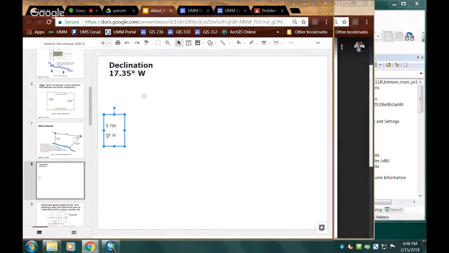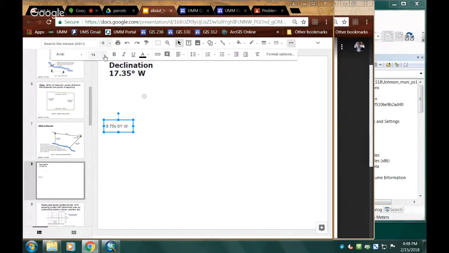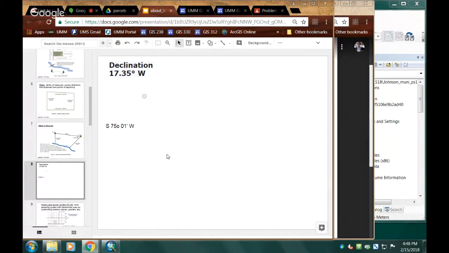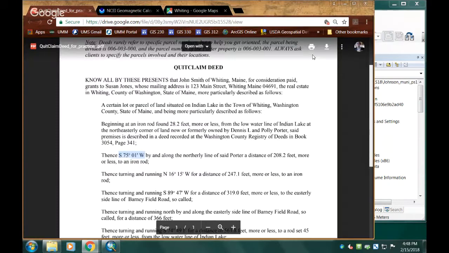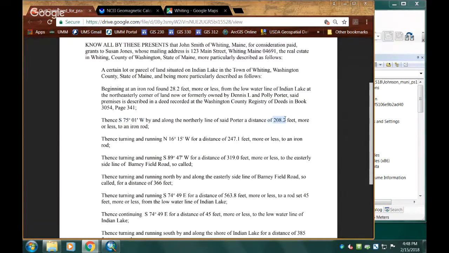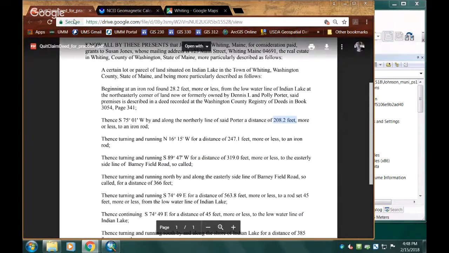So if we've got this 75 degrees, 1 minute west, and we have a declination of 17.35 degrees, that gives us a little math problem we have to do, and we're going to want to think through it. Incidentally, let me remember it's 208.2 feet. They're almost always in feet, incidentally.